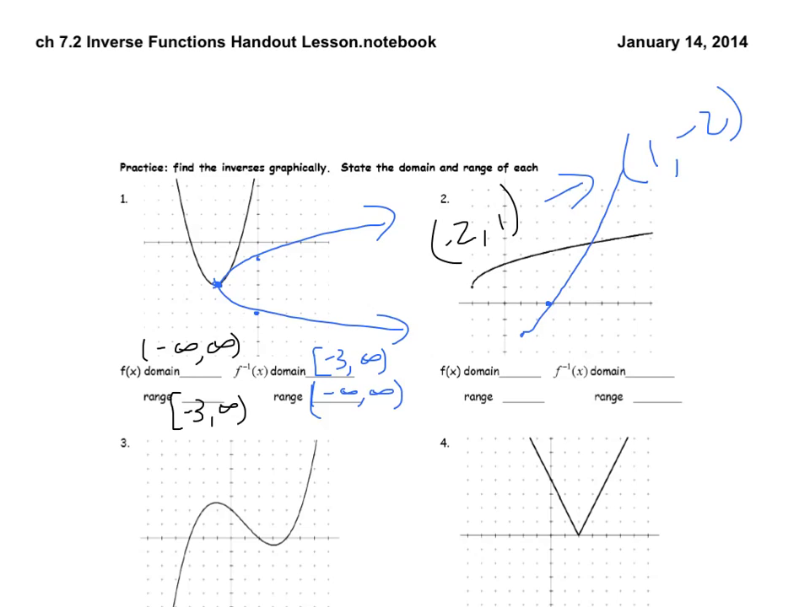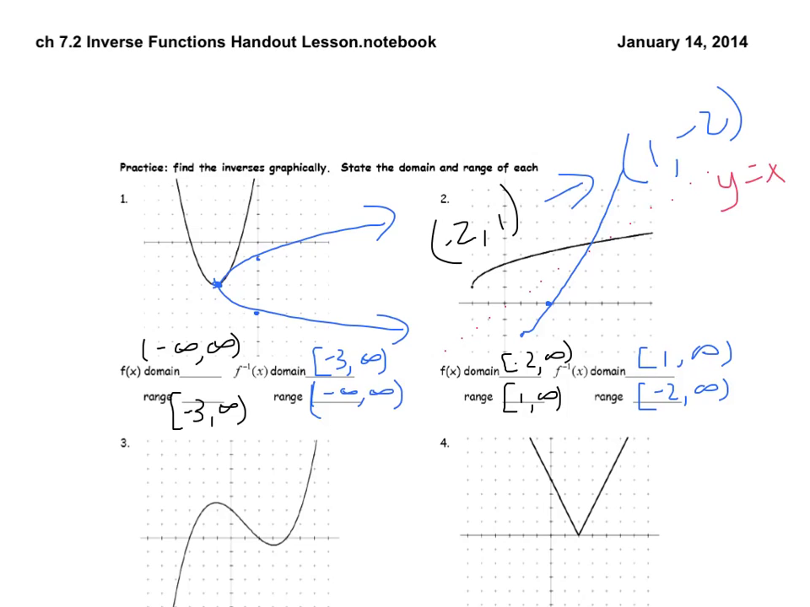And you can see if I put in the line y = x, that this will make a reflection over that. And again, the domain for the original one, which is everything from -2 forward, becomes the range of my inverse function, and the range of the original function, which is everything from 1 forward, becomes the domain of the inverse function.